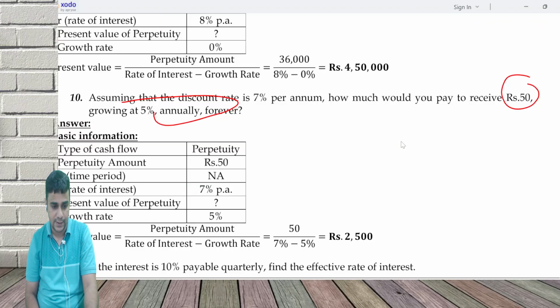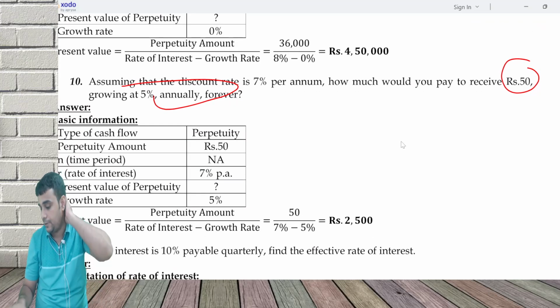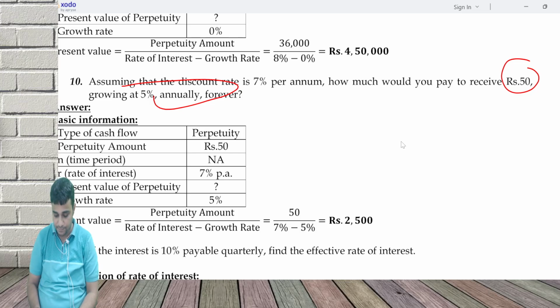Now let's come to this example. Interest is 10% payable quarterly. Please calculate the effective rate of interest. (1 plus r) the whole power n minus 1. Quarterly interest. Apply (1 plus r) the whole power n.